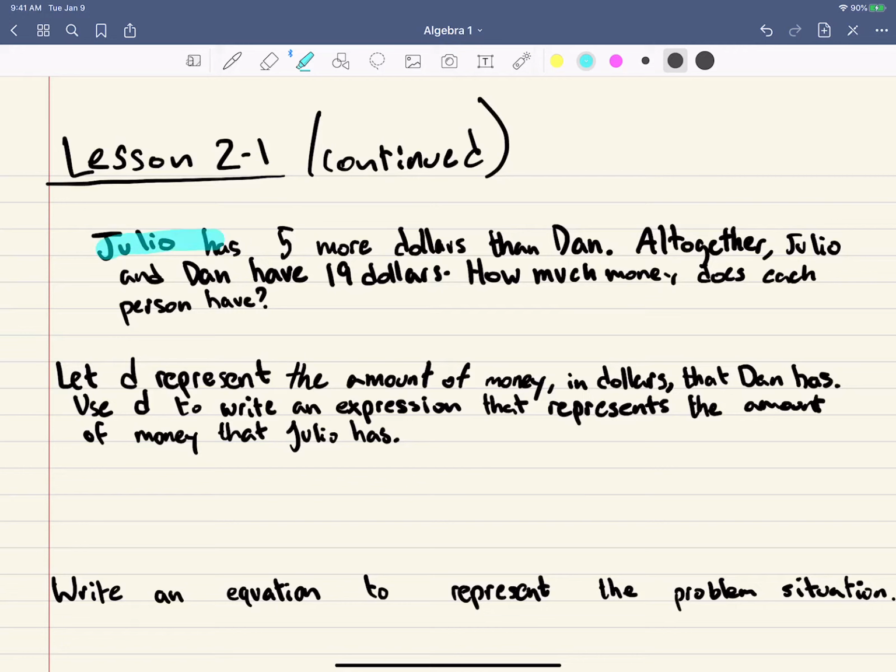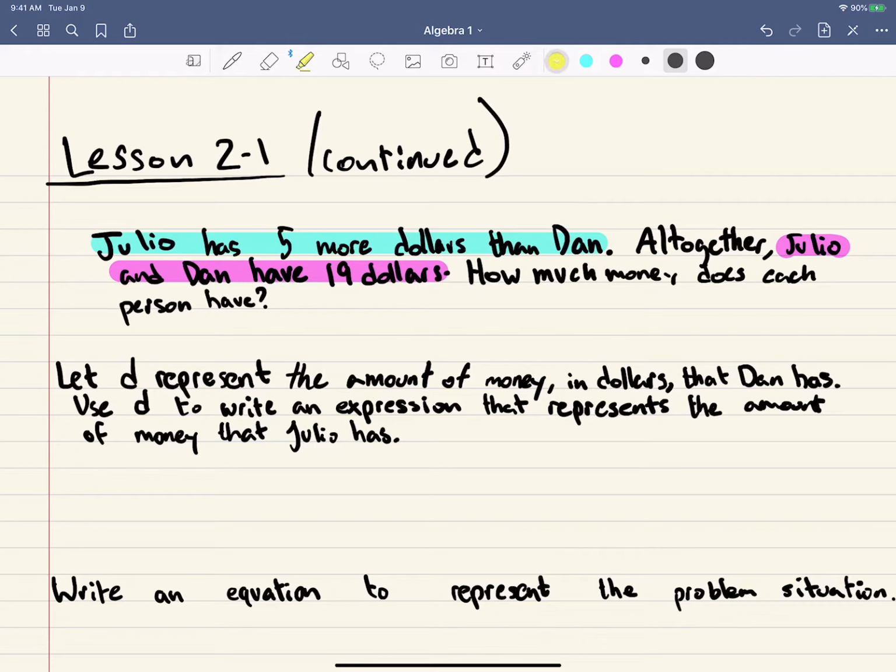It says, Julio has $5 more than Dan. So no matter how much money Dan has, we know Julio has 5 more, because he's a baller that way. So yeah, if Dan has 100, Julio will have 105. Whatever Dan has. We don't know what Dan has right now. Now it says together, Julio and Dan have $19. So whatever money Julio and Dan have together, they have $19.